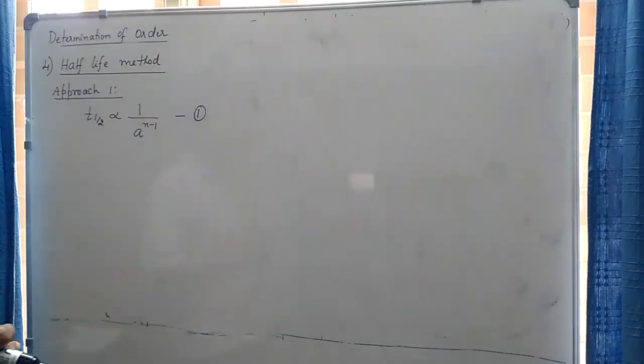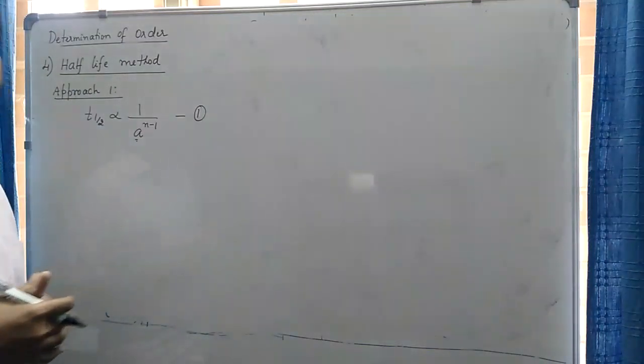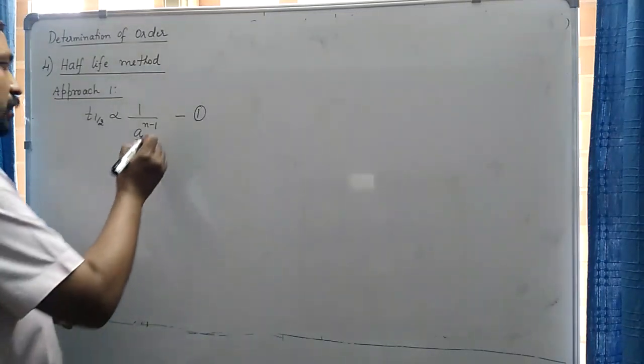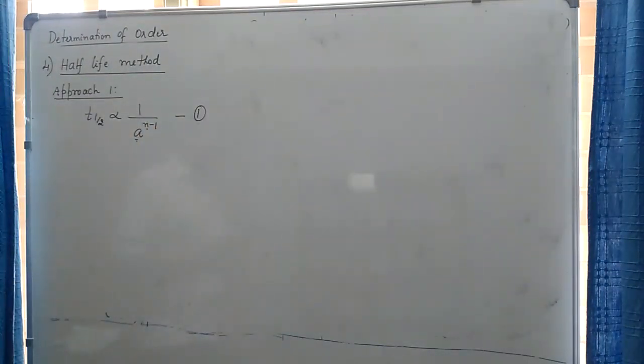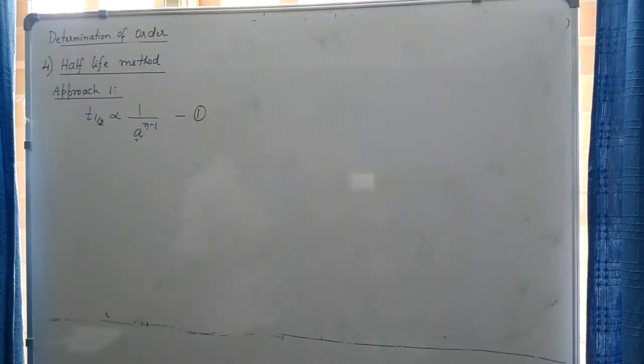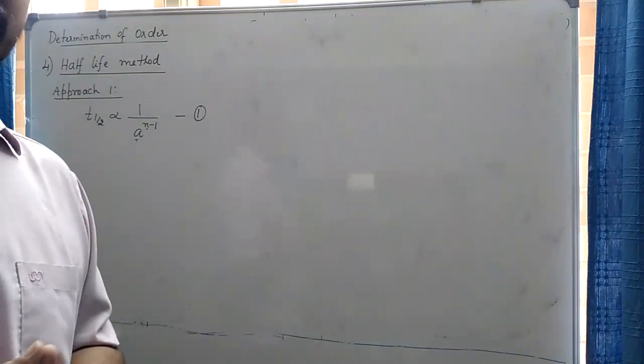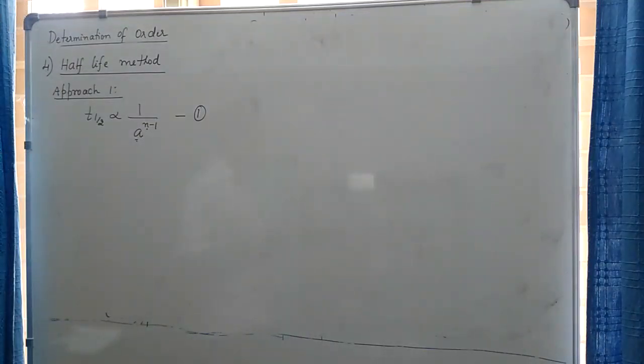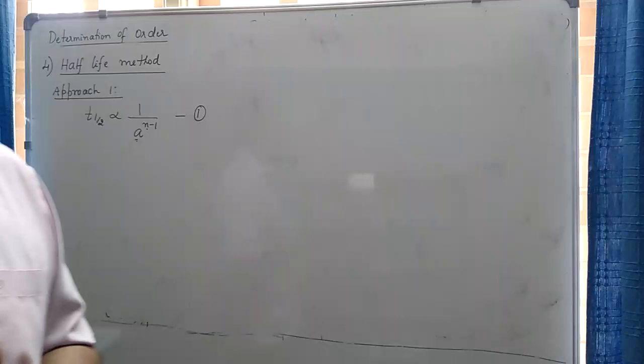That is, T half is inversely proportional to a to the power n minus 1, where a stands for the initial concentration of the reactant and n stands for the order of the reaction. So there are two different approaches. I will discuss both of them. The first approach is a numerical approach, which is very easy. And as I already told you, a numerical approach does not require many data. It requires only two data. Whereas the second approach, which is more general and a graphical approach, requires at least 4 or 5 data, and therefore it is quite reliable or quite accurate.